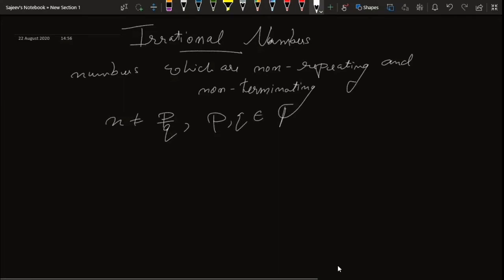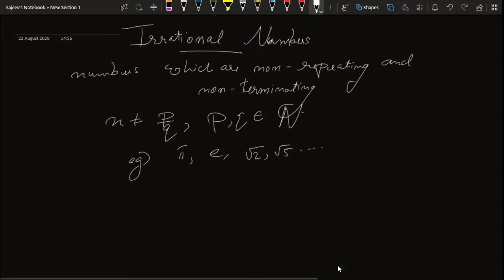to integers. Okay, so suppose we want to visualize this irrational number on a number line. What are the examples of irrational numbers? First examples: pi is an irrational number, e is an irrational number, root 2 is an irrational number, root 5 is, and so on.